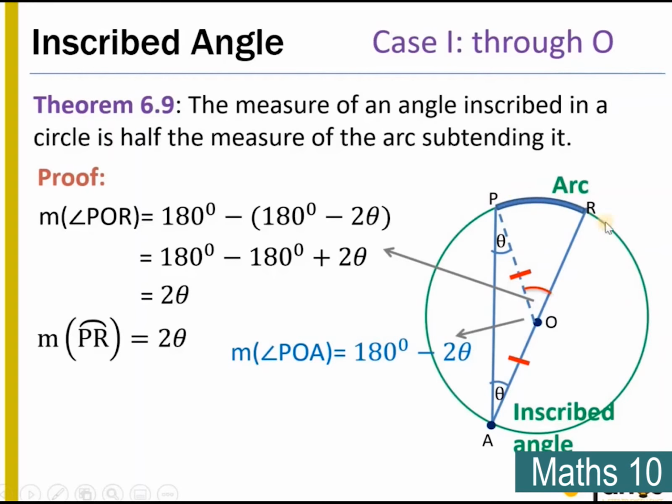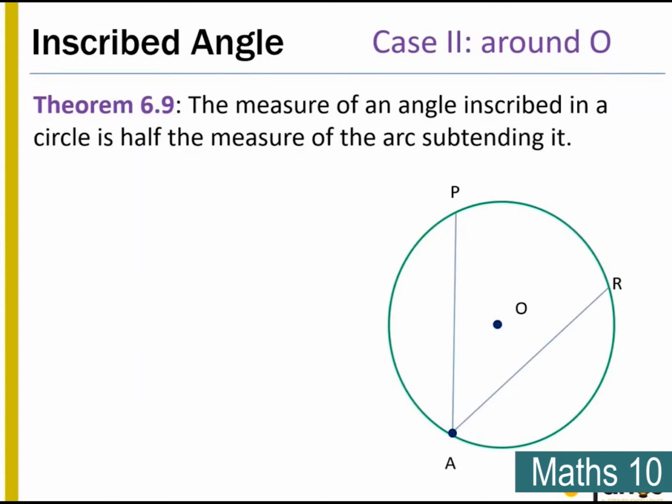So the measure of the arc PR is 2 theta, because it's equal to the angle at the centre, which means that the measure of the arc PR is twice as big as the original angle theta. Or the other way round, the measure of angle PAR is half of the measure of the arc PR.